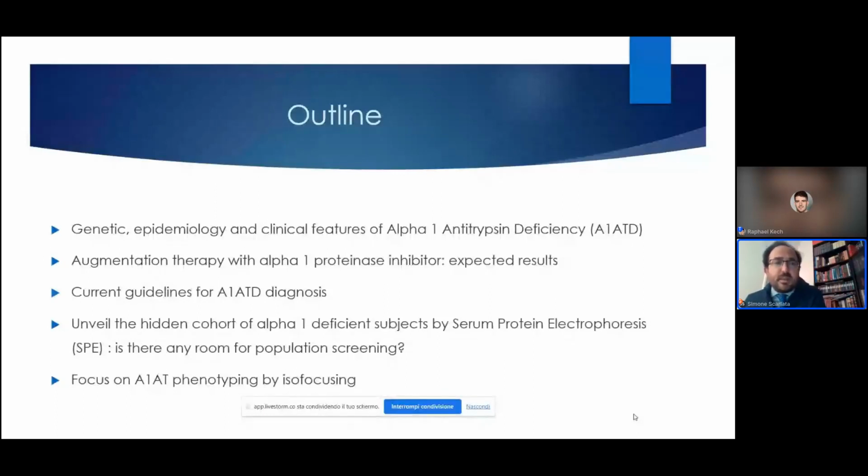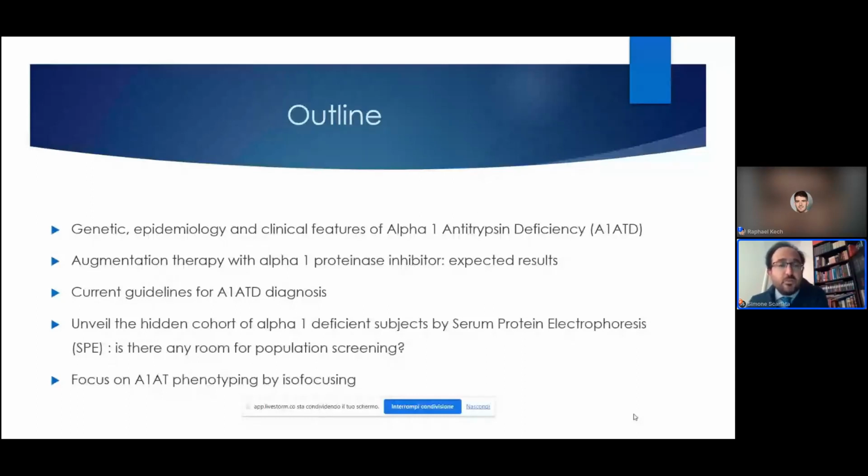I would briefly introduce you to the genetic epidemiology and clinical features of alpha-1 antitrypsin deficiency, just to make you aware of the clinical burden and importance of assessing patients with this problem. I also will convince you that treating patients with a deficiency may provide relevant and dramatic results in terms of clinical outcomes.